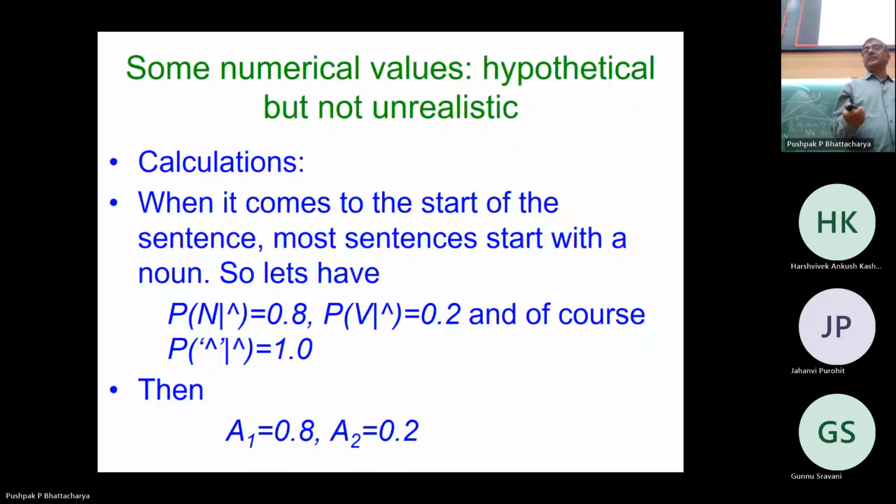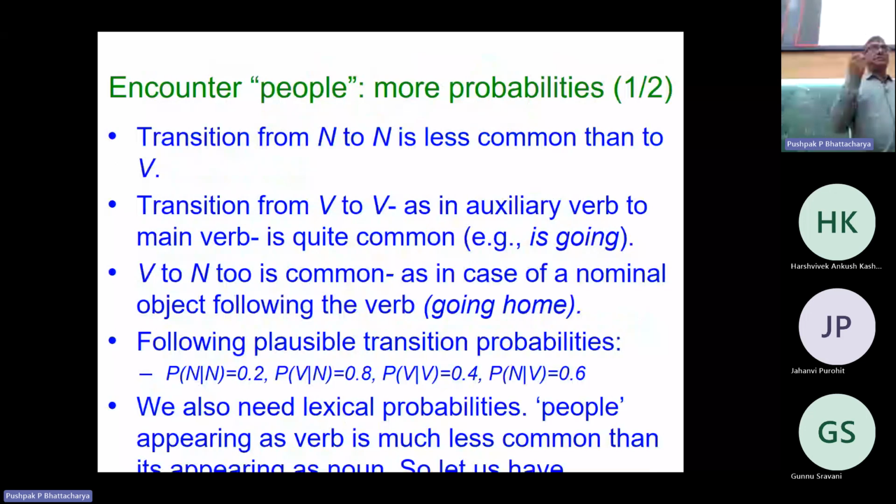Okay, next. The transition from N to N is less common. So now we encounter people. We are dealing with hat. Now we are encountering people, and therefore we need more probabilities. Transition from N to N is less common than to V. We would not have to do this reasoning if we had annotated data. We are doing this reasoning purely based on linguistic intuition. A transition from V to V, as an auxiliary verb to main verb, is quite common, for example, is going. V to N is quite common, as in the case of a nominal object following, going home, for example.